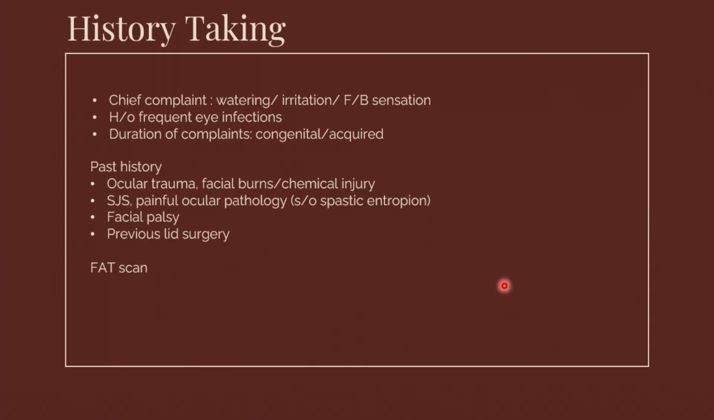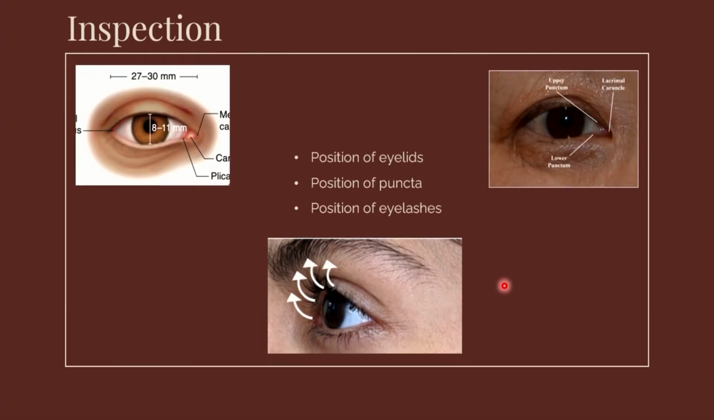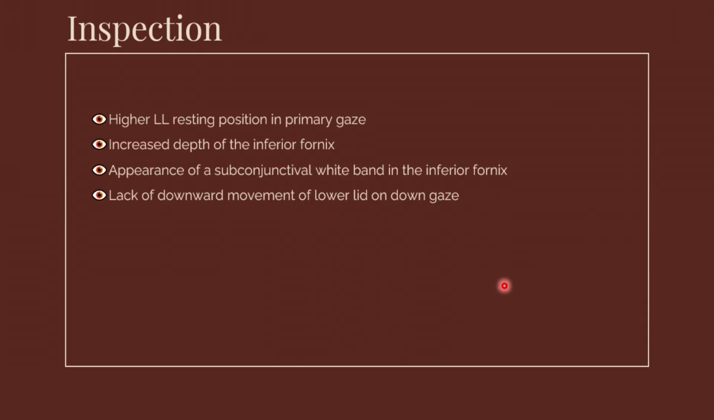And also we need to ask for their previous pictures. So moving on to inspection, we mainly see the position of eyelids, the position of the puncta and the position of eyelashes. As discussed previously, this is the normal position of three of them, and any deviation from the same can give us a hint as to an underlying pathology.